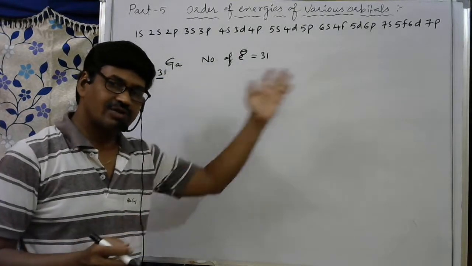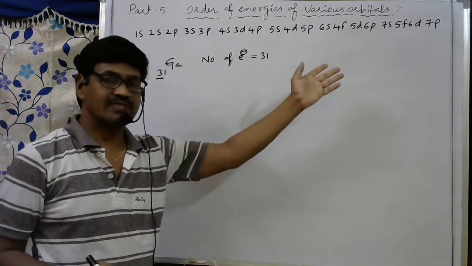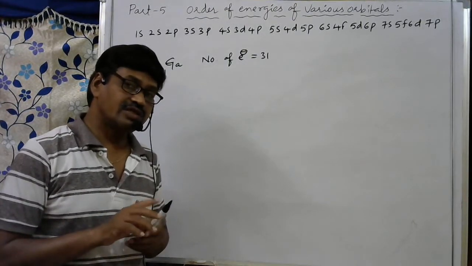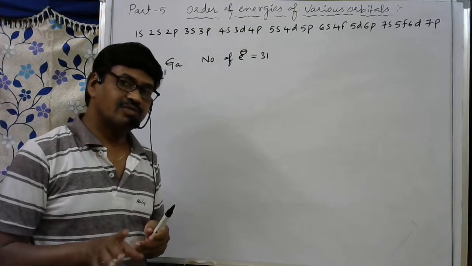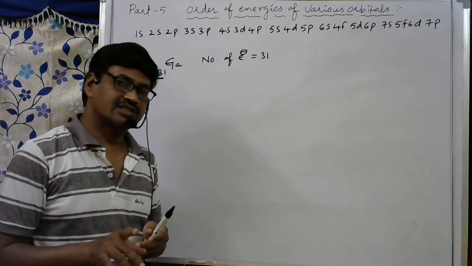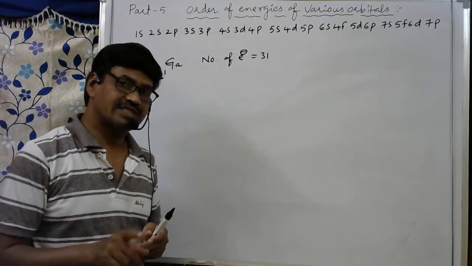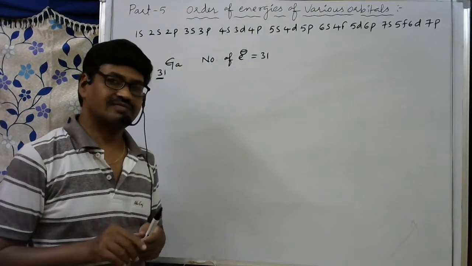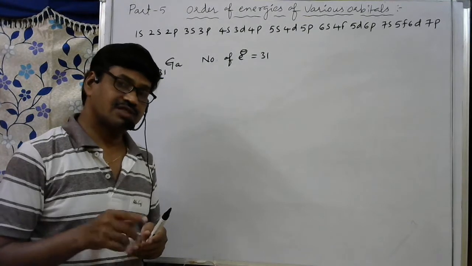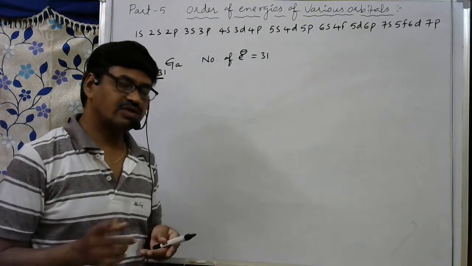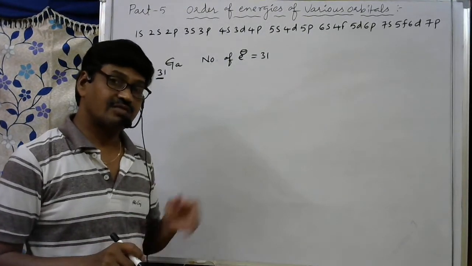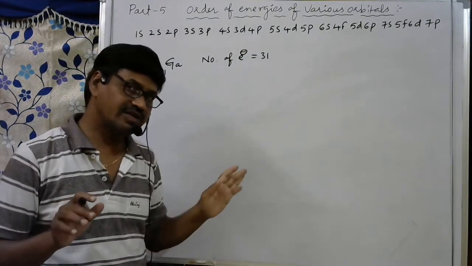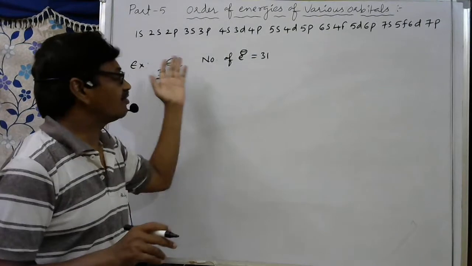Among all available orbitals, because I already told you, in any given atom the number of shells, orbits or energy levels is equal to infinity. Then the number of subshells is also infinity. But among infinity, this many orbitals are enough for writing the electron configuration of all elements. So these are the available orbitals.